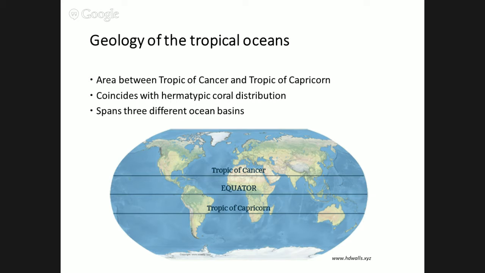Okay, well, we're talking about the tropics today, so I'm going to spend a little bit of time talking about, in particular, the ocean basin that we are in right now, the Pacific Basin. Let's start off, though, with making sure we're all on the same page with respect to the tropics. So we all know this, that the tropics refers to the area between the Tropic of Cancer and the Tropic of Capricorn. It coincides approximately with the hermatypic coral distribution, and it spans 3 different ocean basins. So this is a swath or a band of ocean which stretches around the Earth, including the Atlantic Ocean, the Indian Ocean, and the Pacific Ocean.